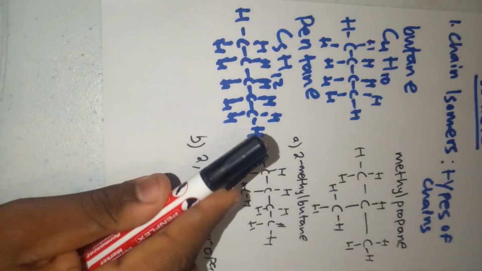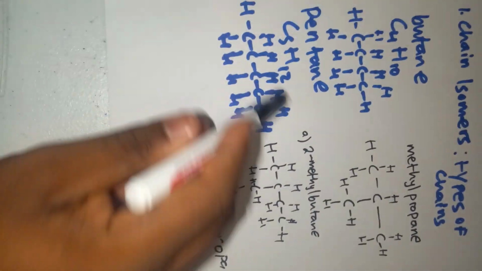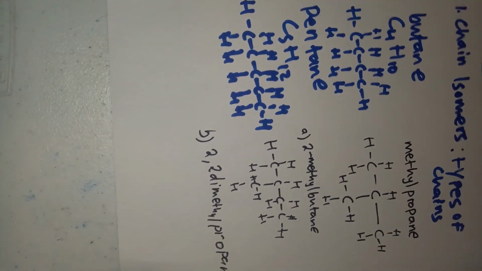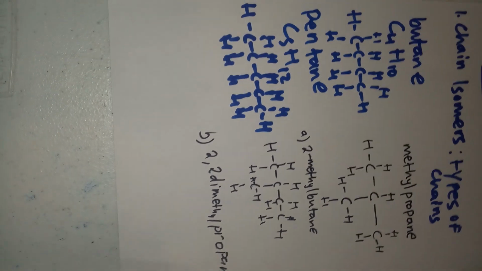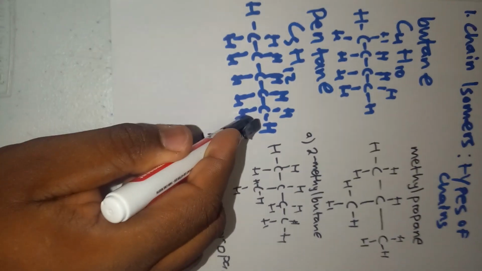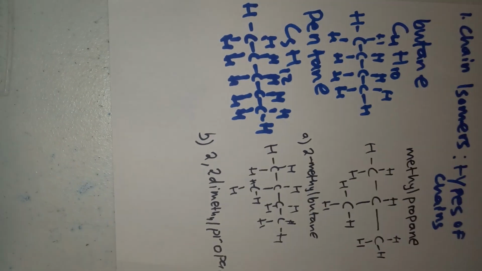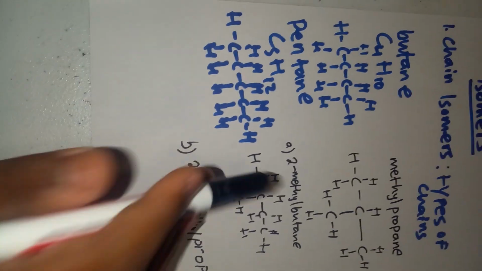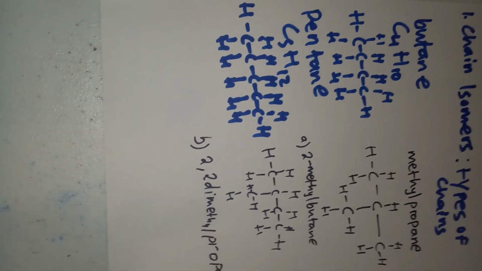All 3 compounds of 5 carbon atoms and 12 hydrogen atoms have the same molecular formula. So now they are the same, and they all belong to the same homologous series, which is alkanes. Okay, and then they have different structural formulae. That's what we have because they are different.